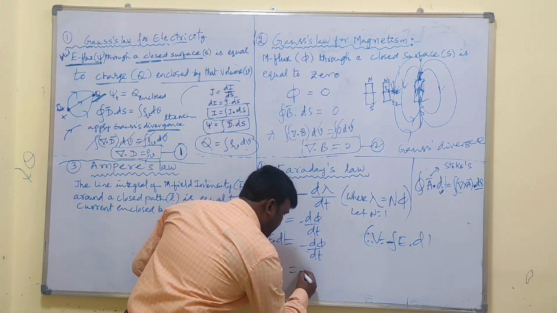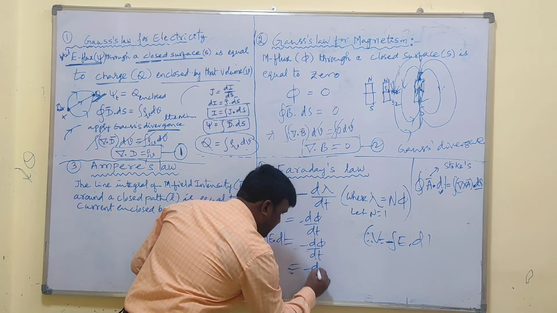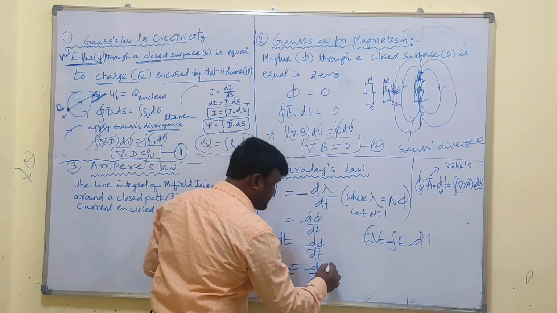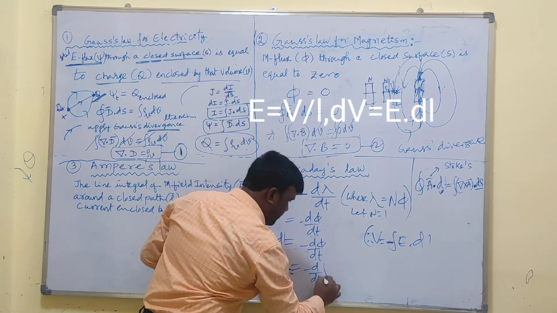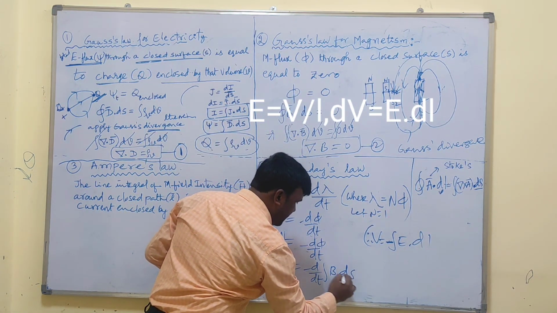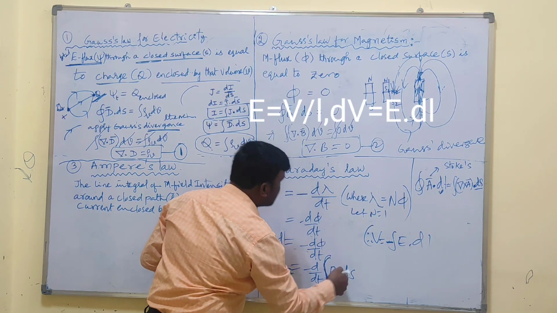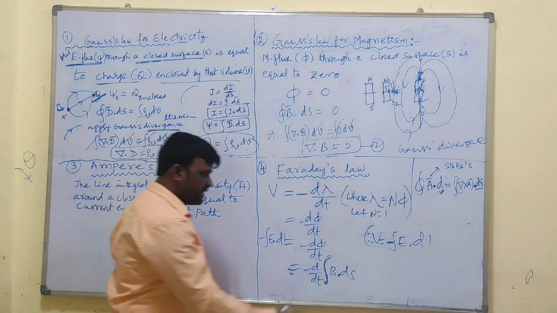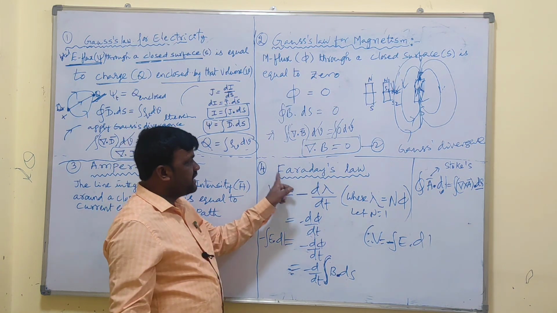For that, let us write this term in terms of the integral, that is d by dt, meaning write flux in terms of flux density. We have the relation flux equal to integral B dot dS. But it is a simple relation, that is a simple flux, not the flux through a closed surface. So that's why here we have integral B dot dS.